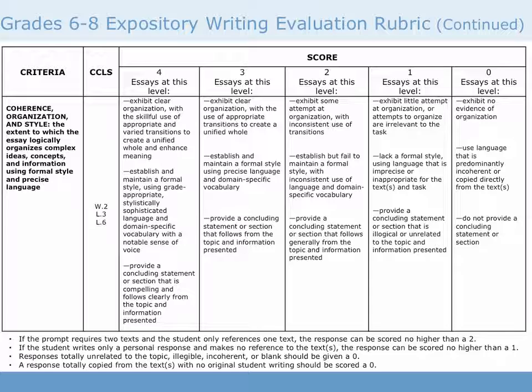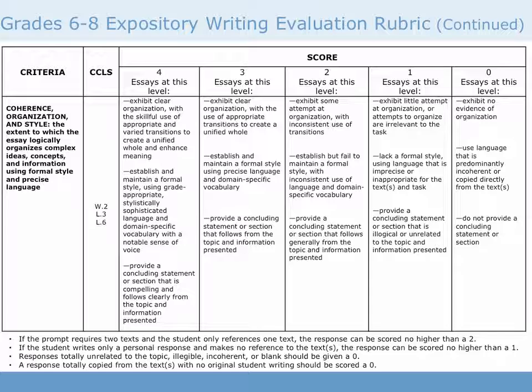A level 2 essay, students establish but fail to maintain a formal style with inconsistent use of language and domain-specific vocabulary. At a level 1, they lack a formal style using language that's imprecise or inappropriate to the texts and task. Level 0, students use language that is predominantly incoherent or copied directly from the texts.